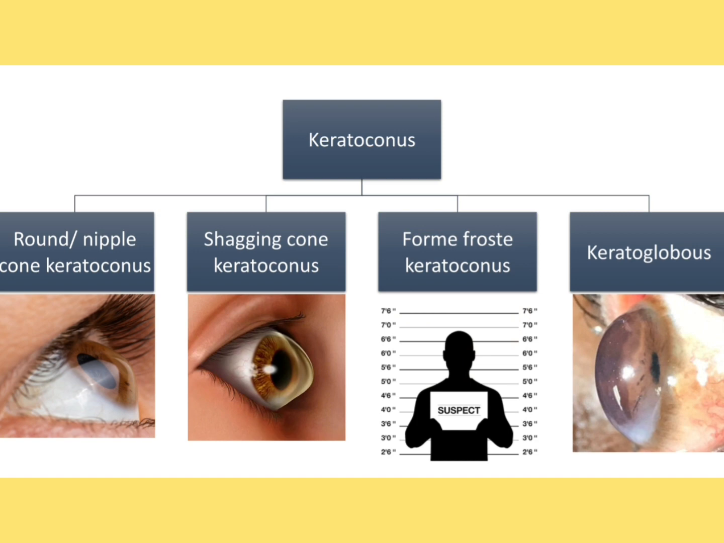That means you are suspecting that the person may have keratoconus, but at present he does not have keratoconus. If I tell you about keratoglobus, that means the entire cornea is involved in keratoglobus. So here the entire cornea is involved, right?